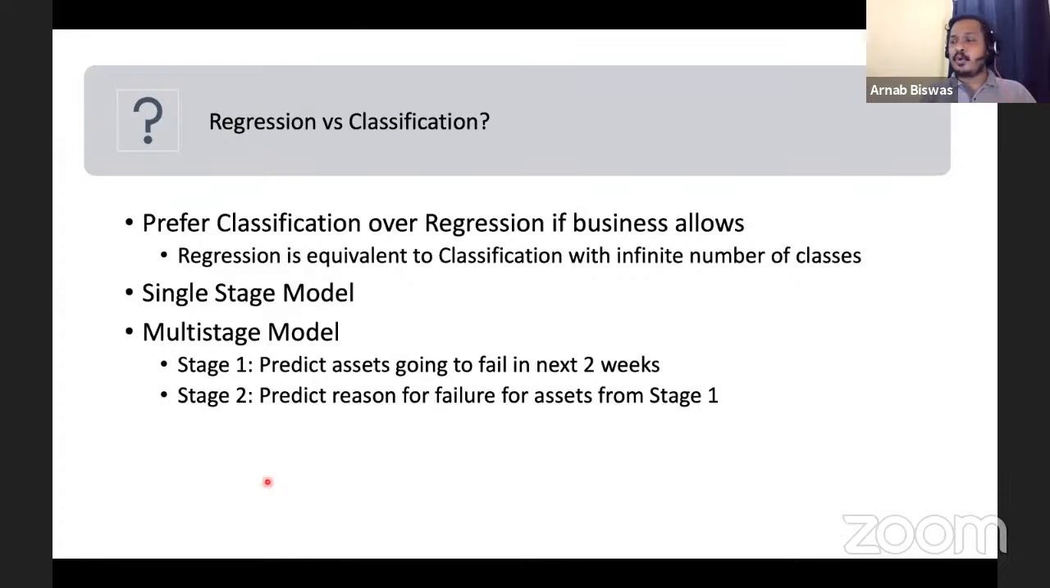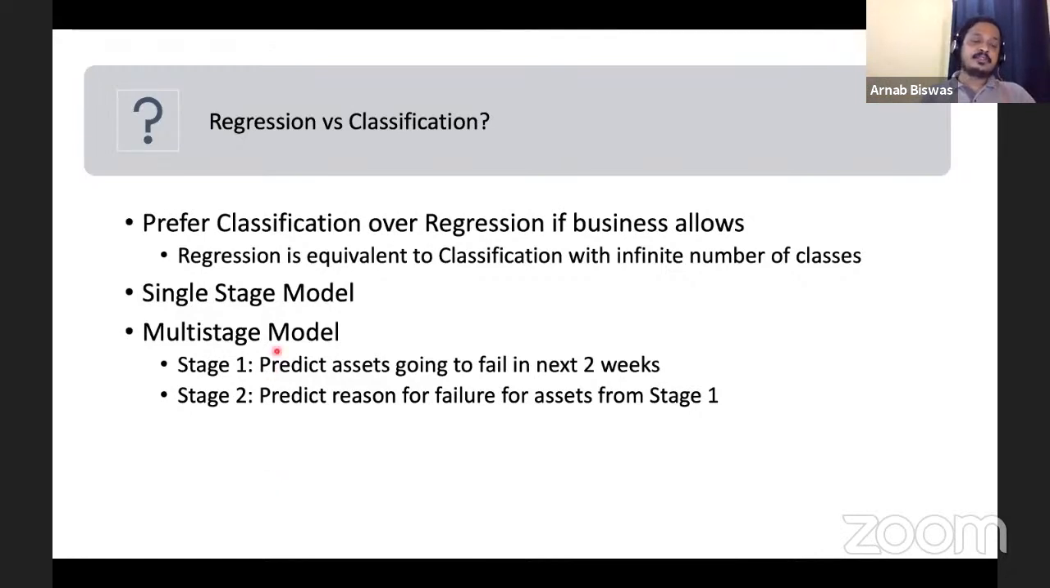Now, whether we should take the track of regression or classification, I'll say that depends on the business. If the business allows, we should probably go for regression instead of classification. We can imagine that regression is nothing but classification with an infinite number of classes, and hence it's always easier to solve a classification problem than a regression problem.